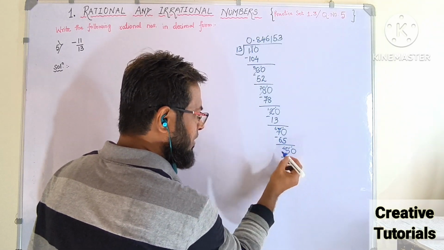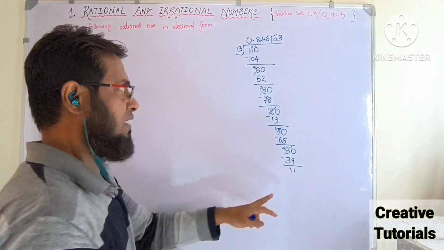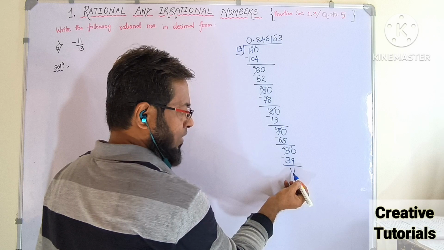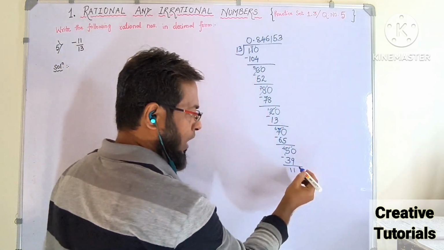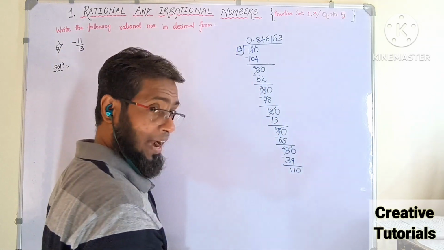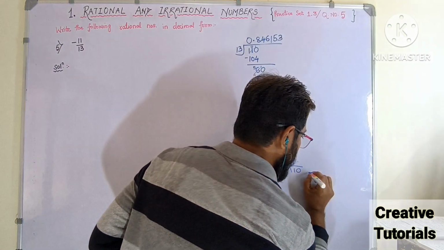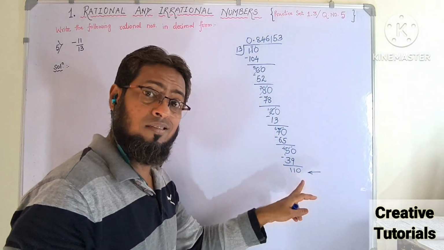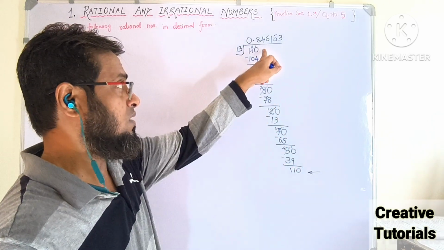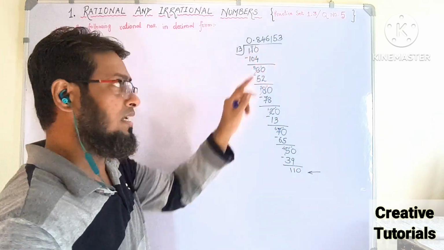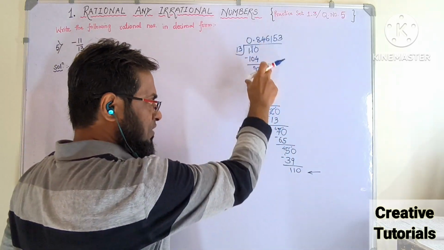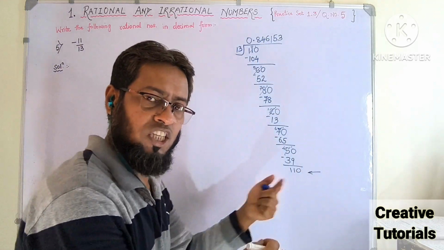4 minus 3 is 1. Now we have come to 11. And you see that again 11 is smaller than 13. So I need to put 0 or add 0 over here, and at the same time I will put one arrow mark over here indicating that this is the point when I started. Correct? Now after this step everything will get repeated one after the other.